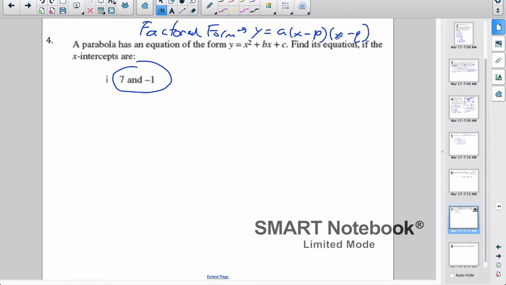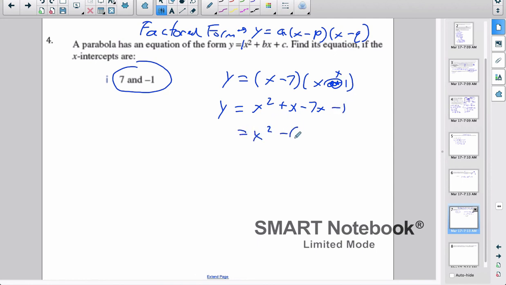Okay, if p and q are the x-intercepts, then this is factored form or x-intercept form, right? In this case, the a value is 1. That's going to be the same in all three forms, so we don't have to worry about a. So you just take y equals (x minus 7)(x minus negative 1), and you expand it and you get standard form. So y equals x squared plus x minus 7x minus 7. So it is x squared minus 6x minus 7 in standard form.